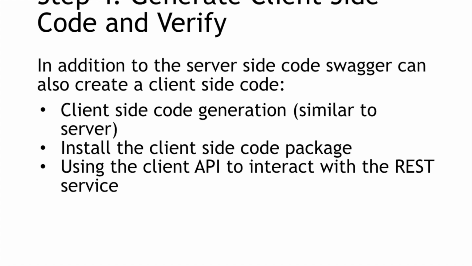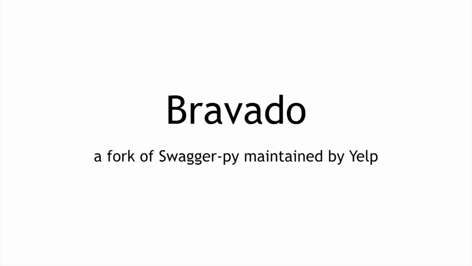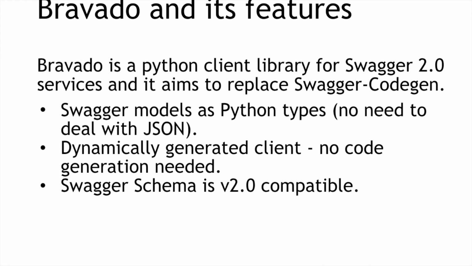Next, we would like to introduce you to a different client. This client creates the code without invoking Swagger CodeGen, and it's called Bravado, which is a fork of Swagger by Yelp. Bravado's features include the following. It is a Python client library, so it's limited to Python, and it uses the Swagger 2.0 specification. It uses the Swagger models as Python types. That means you don't need to deal with JSON or other types from the specification. You get automatically designed types.